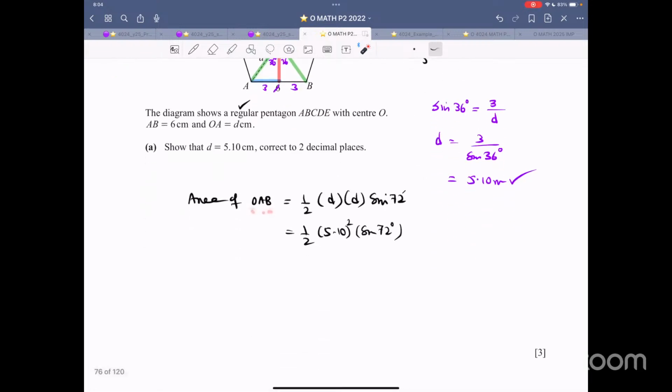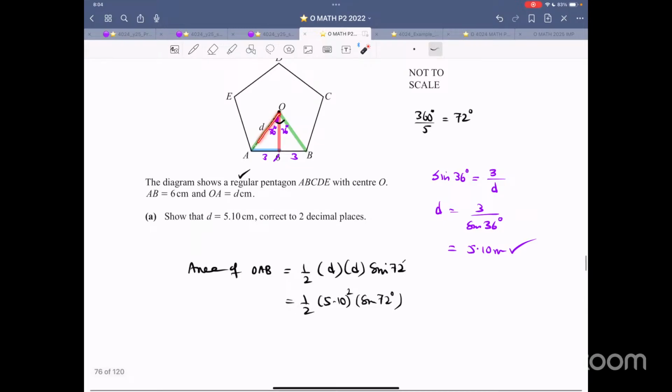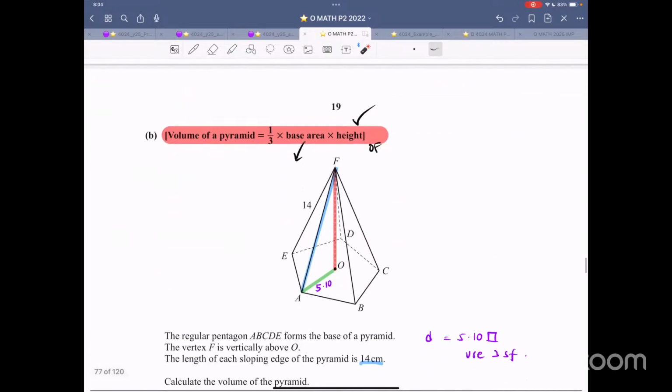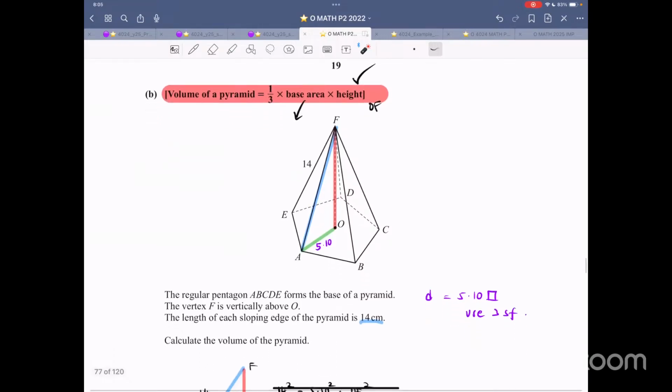Area of OAB, that will be used later. That is this whole triangle. That is half into AB sine C. Okay. And volume of pyramid, that is 1/3 base area into height.